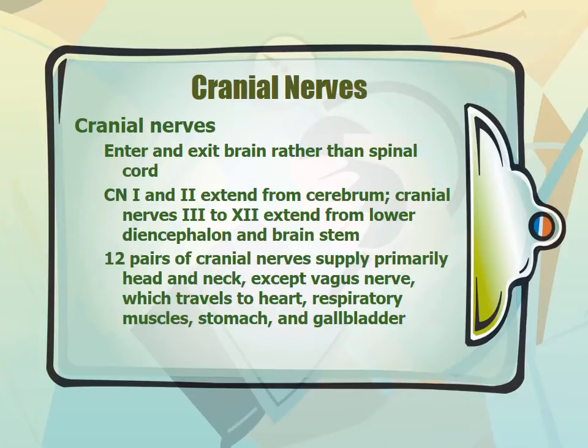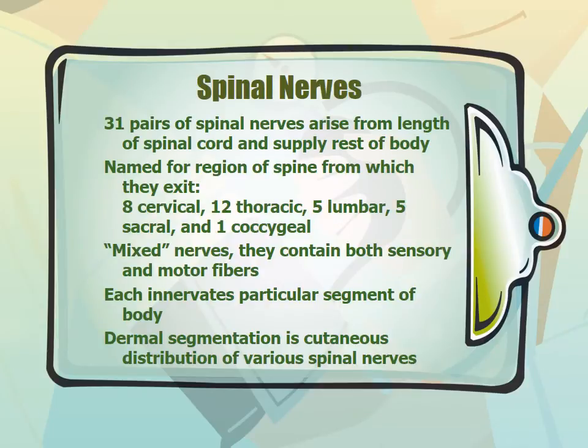The 12 pairs of cranial nerves supply primarily the head and neck, except for the vagus nerve, which travels to the heart, the respiratory muscles, the stomach, and the gallbladder. All right, what number is the vagus nerve? Number 10, right? All right, we said that we have 31 pairs of spinal nerves that actually arise from the length of the spinal cord and that they supply the rest of the body. They're named for the region of the spine from which they exit, so where they come from. You have 8 cervical, 12 thoracic, 5 lumbar, 5 sacral, and then 1 coccygeal.